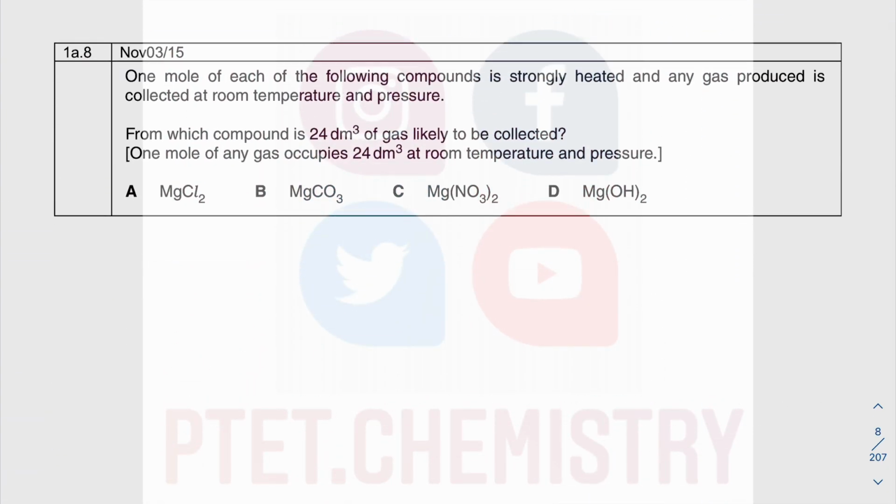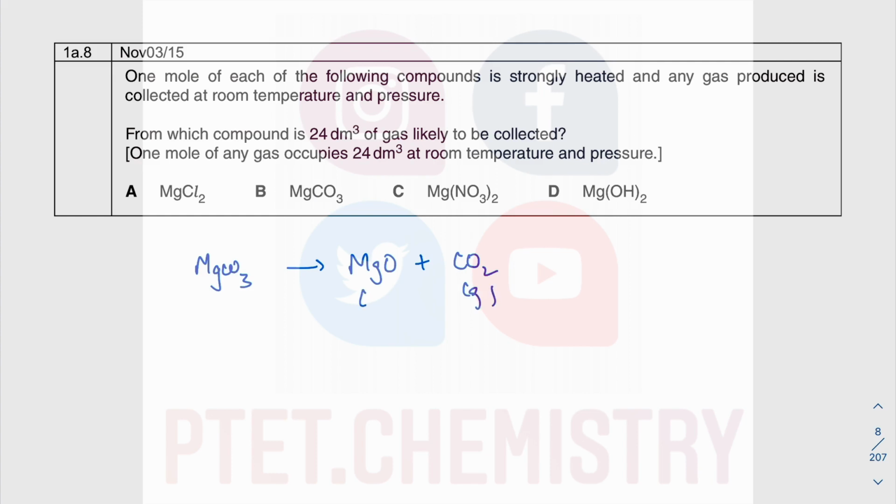Moving on to the next question. So you heat 1 mole of this substance. Any gas produced is collected. So this is actually related a little bit to group 2 chemistry, which you will do much later in AS chemistry. However, you have done enough group 2 chemistry in your O-level to realize that you can definitely decompose MgCO3, and then you get MgO plus CO2.